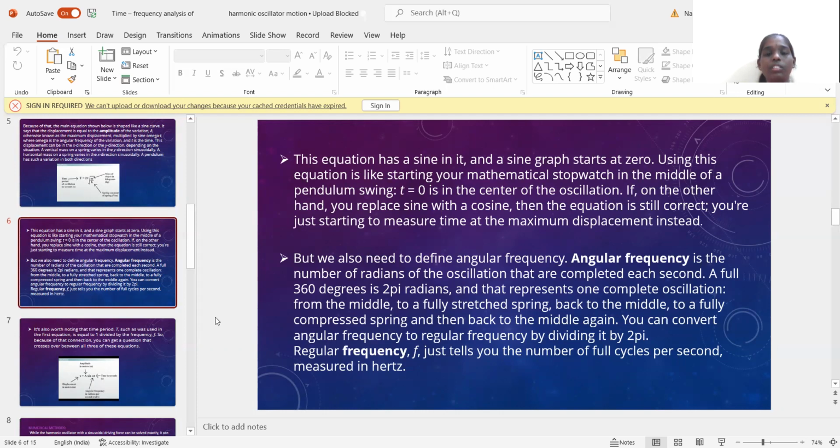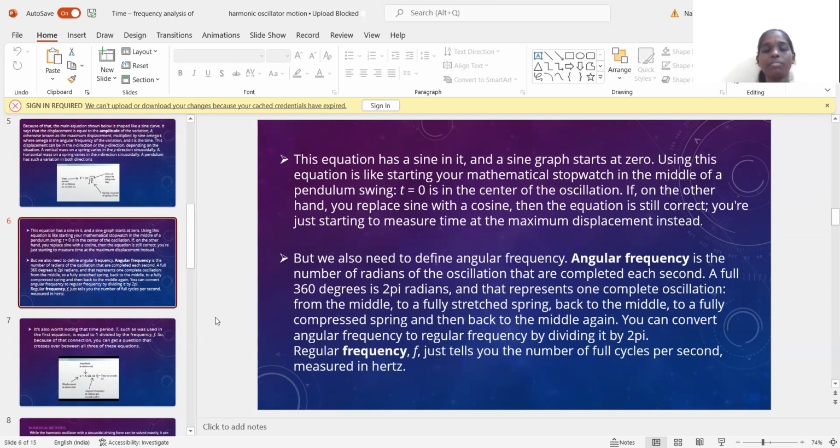But we also need to define the angular frequency. Angular frequency is the number of radians of the oscillation that are completed each second. A full 360 degrees is 2 pi radians, and that represents one complete oscillation: from the middle to a fully stretched spring, back to the middle, to a fully compressed spring, and then back to the middle again.